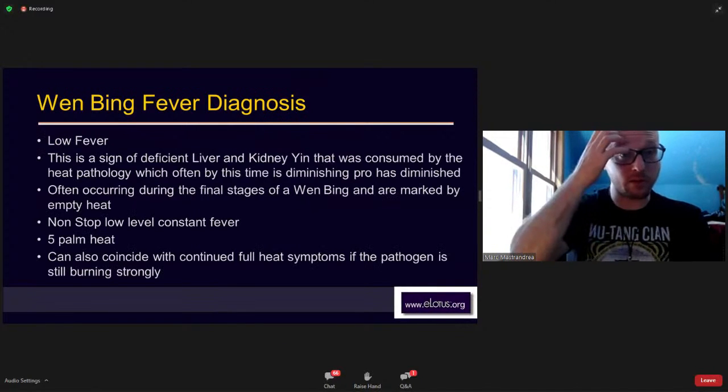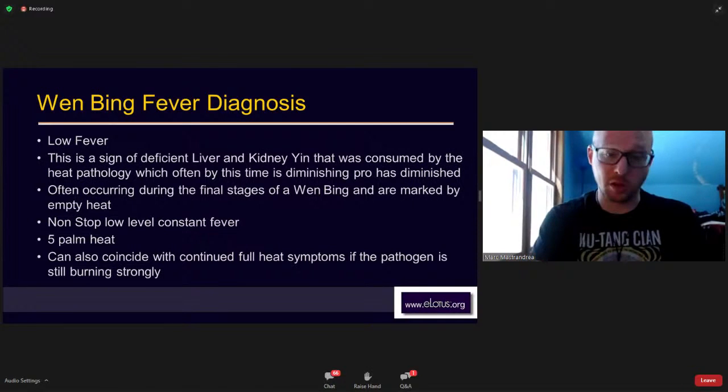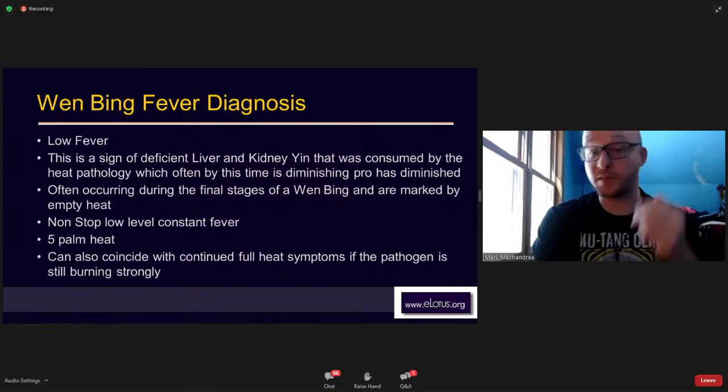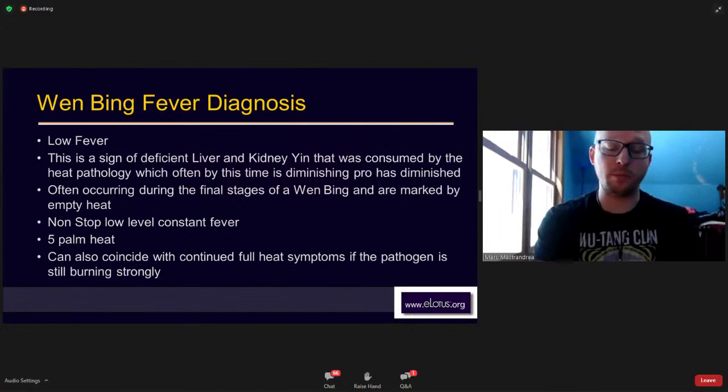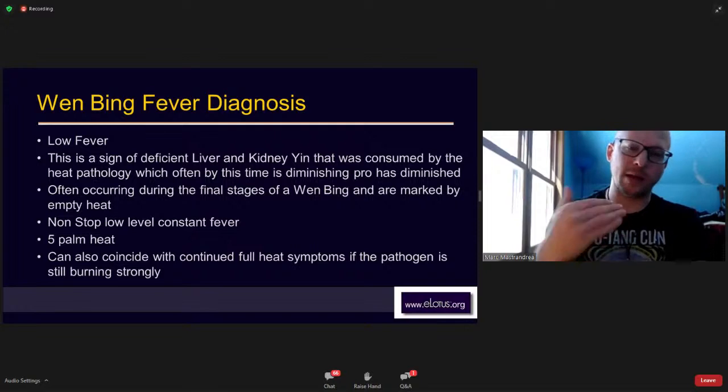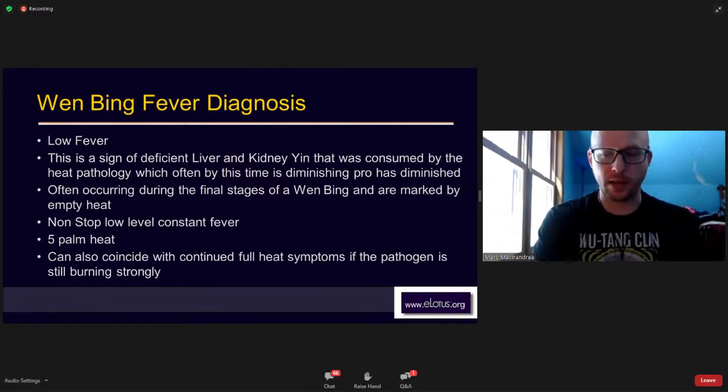Low fevers, right? So this is a sign of deficient liver and kidney Yin that is being consumed, right? So in this case, it's probably a deficient heat you're looking at. This is deficient fever, not a replete fever, right? So this oftentimes occurs after a pathogen has really made its way through and it's in the final stages. The person might not be upon death, they might be recovering, but they still have these low-grade fevers. They come on at night. They might not call it a low-grade fever.